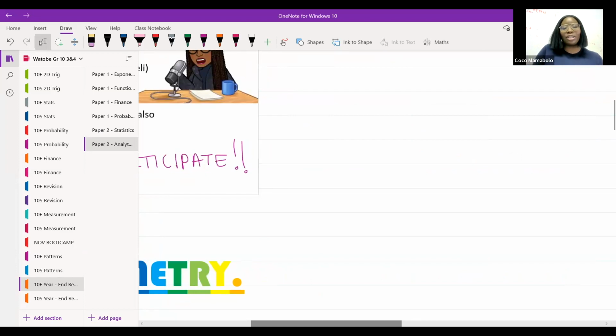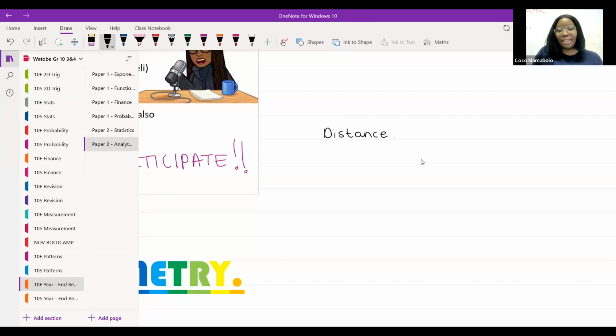Let's talk about analytical geometry rules. The first rule that we're going to go through is the distance formula. We need to know the distance formula. It tells me d is equal to the square root of, and because it's the distance between 2 points, we're going to take x2 minus x1 all squared plus y2 minus y1 all squared. That is the distance formula.